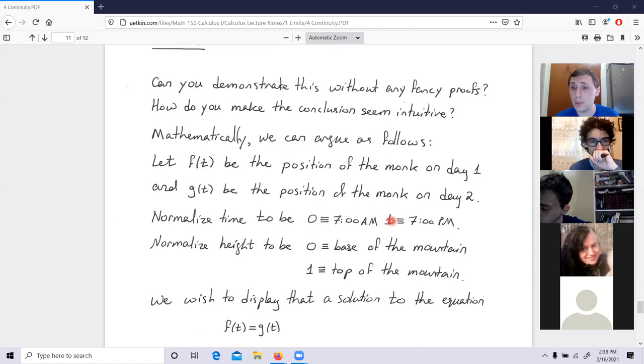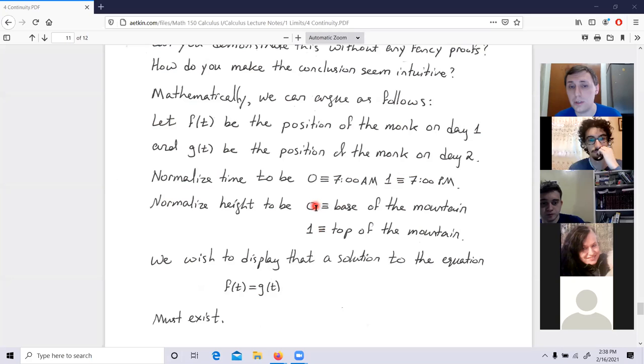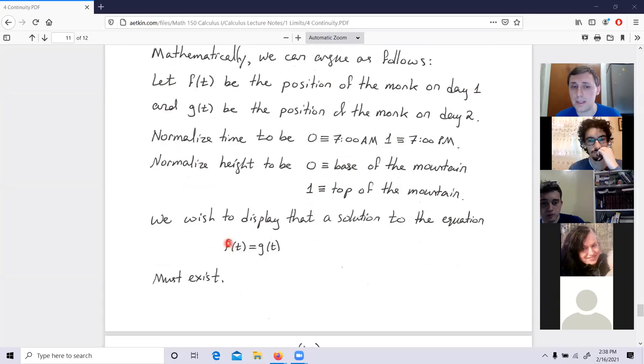I don't like 7 a.m., 7 p.m. I say zero represents the beginning of the video, right? I just rescale time. Zero is the beginning of the video. One is the end of this video. And I will normalize the elevation of the mountain also to be zero and one. So zero is the base of the mountain. One is the top of the mountain. Good. And then what I'm trying to prove is that f of t equals g of t.